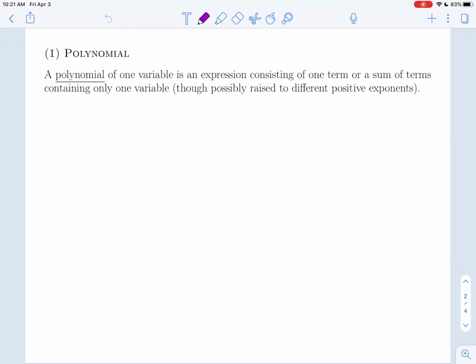So a polynomial of one variable is an expression which consists of either one term or a sum of terms, and those terms contain only one variable, although possibly the different terms could have that variable raised to different positive exponents. So to think this through, let's go ahead and just look at some examples of things that are polynomials.